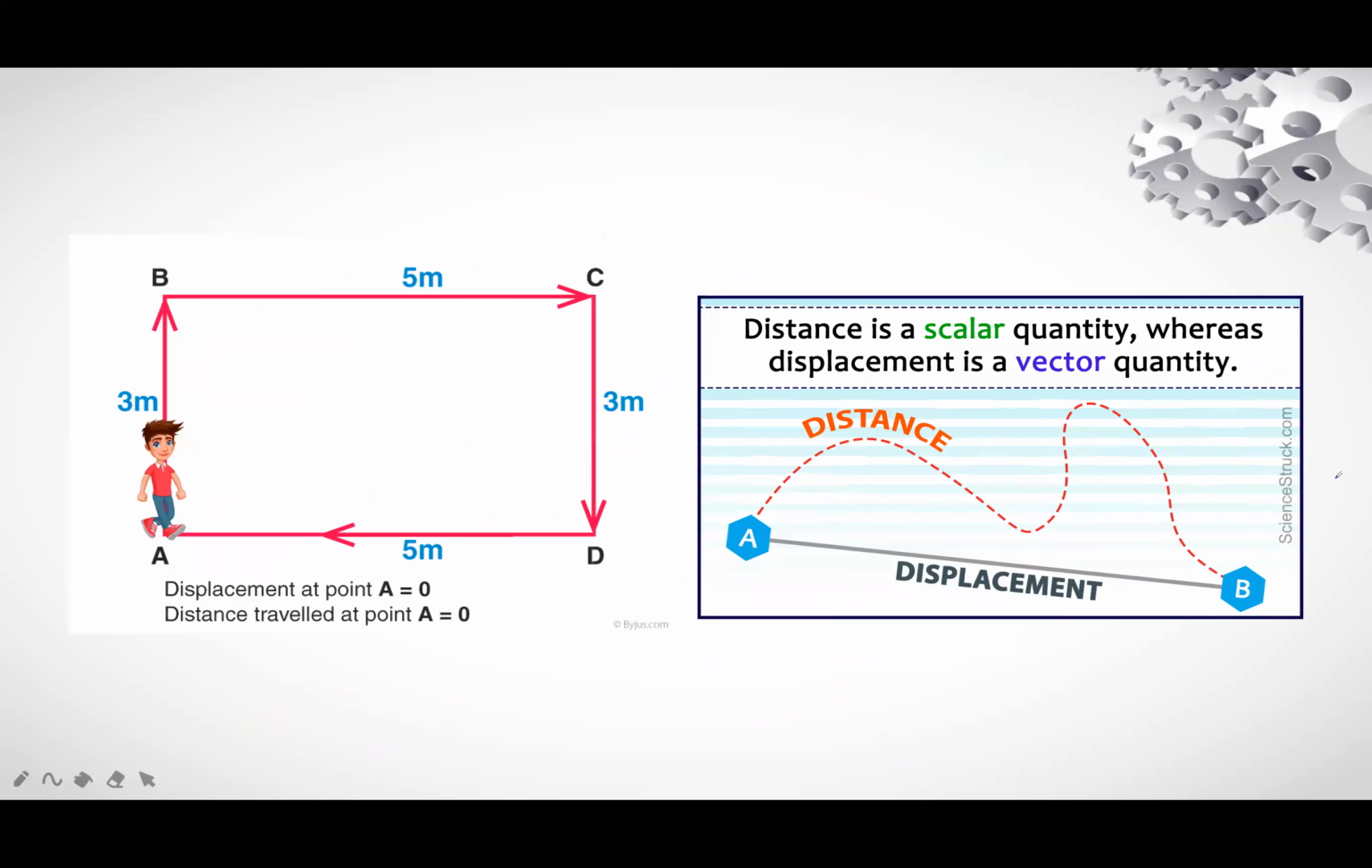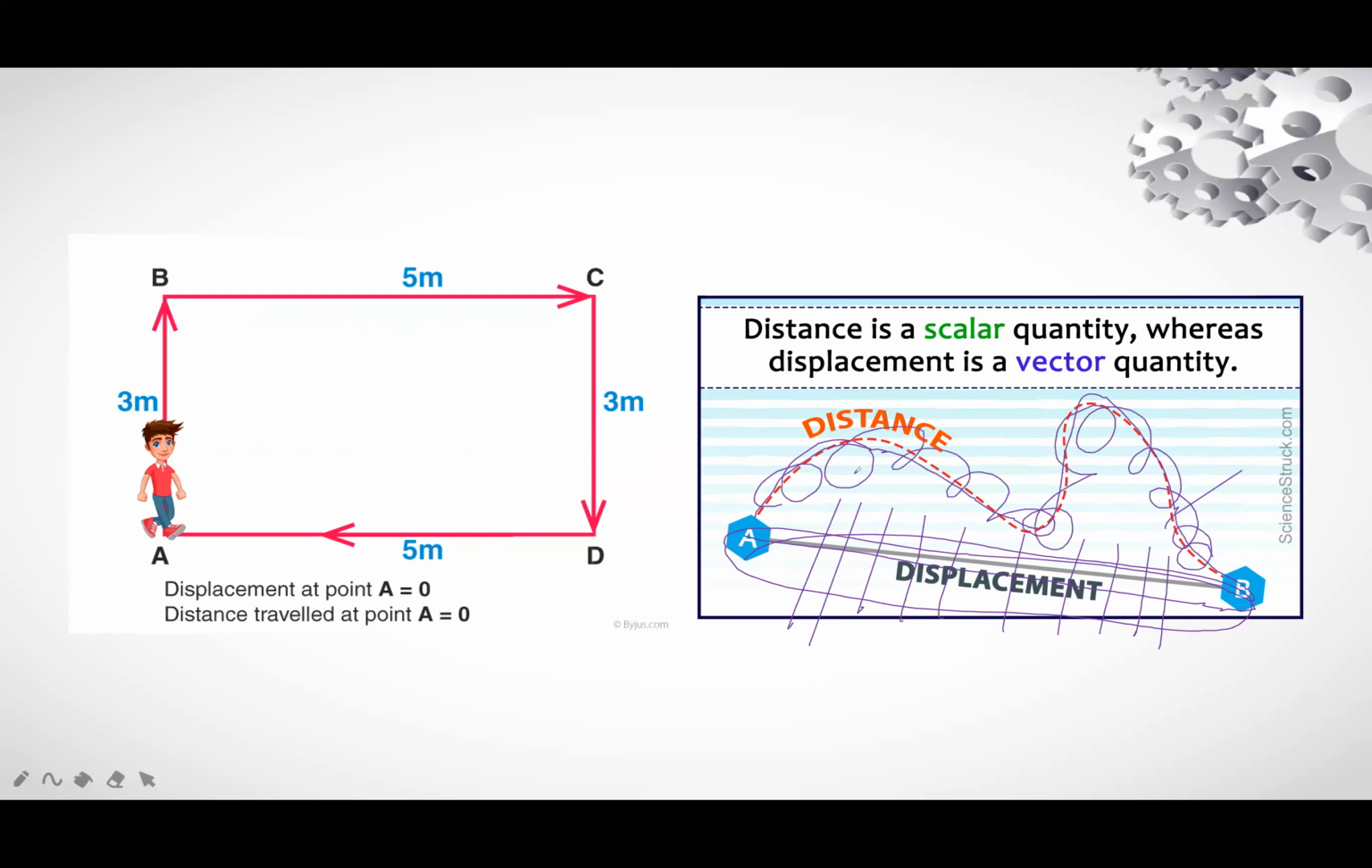Now, you can see in the given diagram, the body traveled the dotted line. This is the actual path traveled by the body, so this is the distance. This is the displacement, the shortest distance. Distance is scalar, whereas displacement is vector.